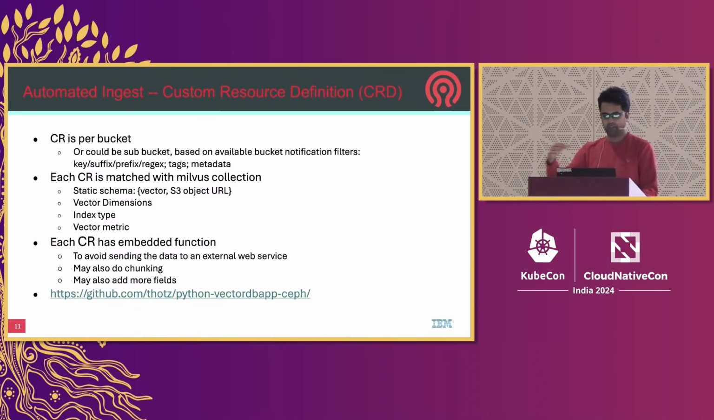And also, there might be another CR for the embedding function, what type of embedding function. Maybe if it is an OpenAI API or something like that, then the URL for that, or credentials for that as well. And that's the link for our project. Any questions?